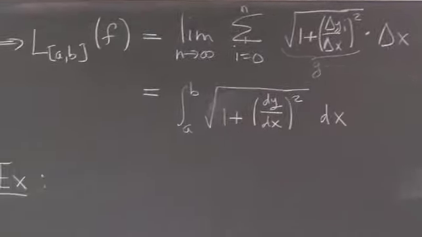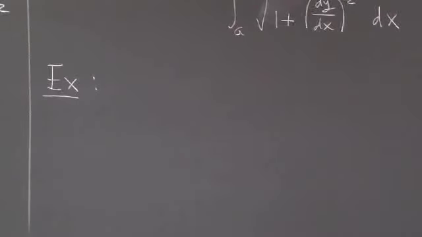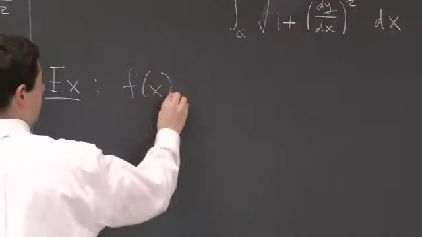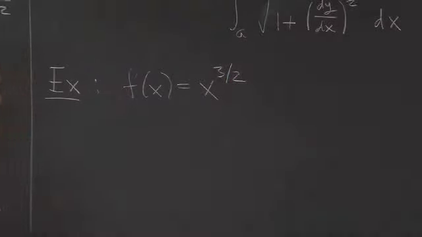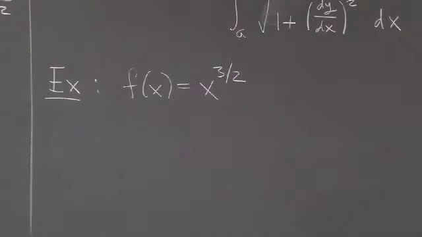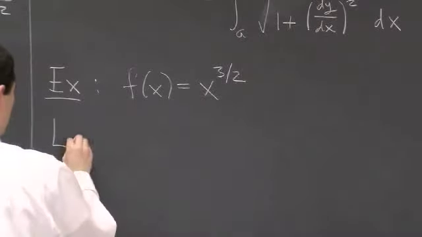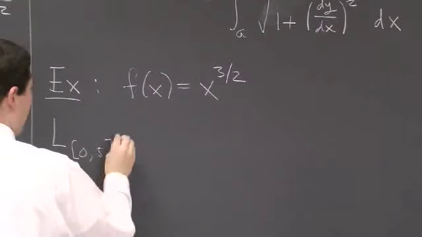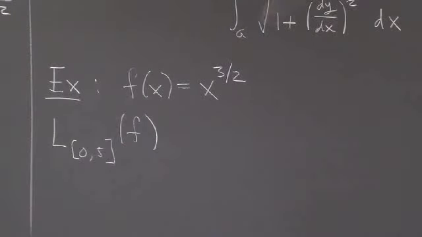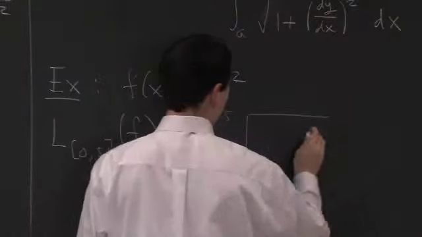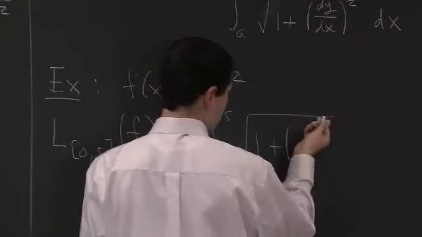But it's actually just now a computational problem. So let's look at x to the 3 halves. That's a nice reasonable function. And let's compute the arc length between, say, 0 and 5. So by what we just proved, the arc length is going to be the integral from 0 to 5 of the square root of 1 plus, well, the derivative.